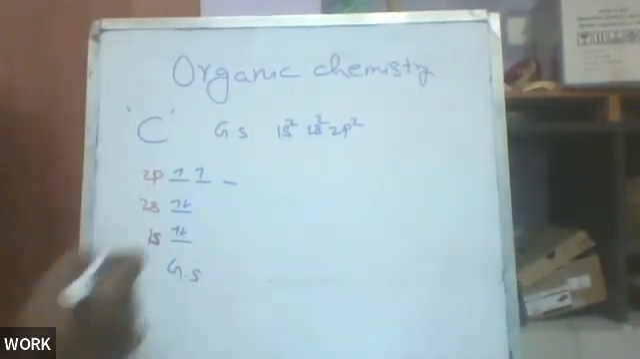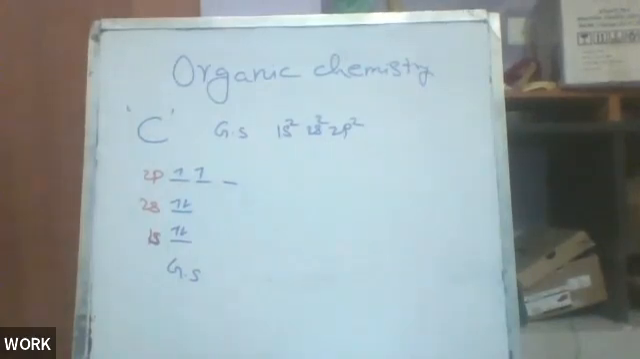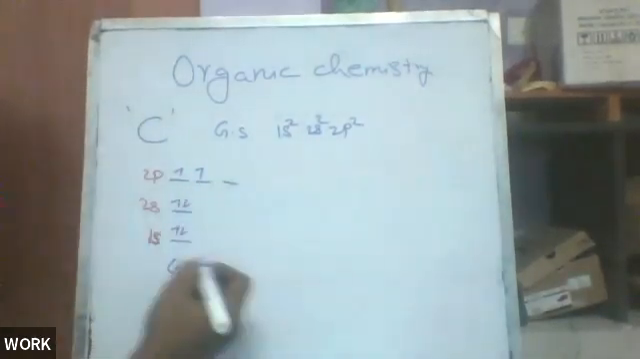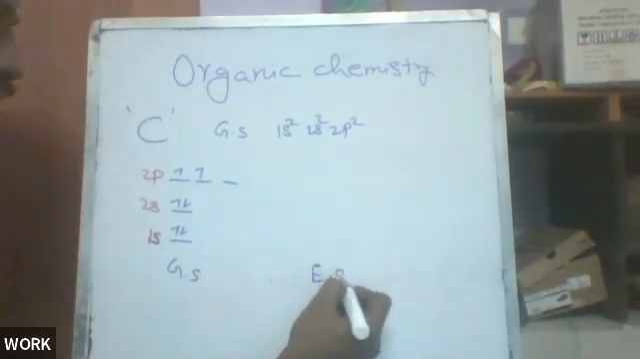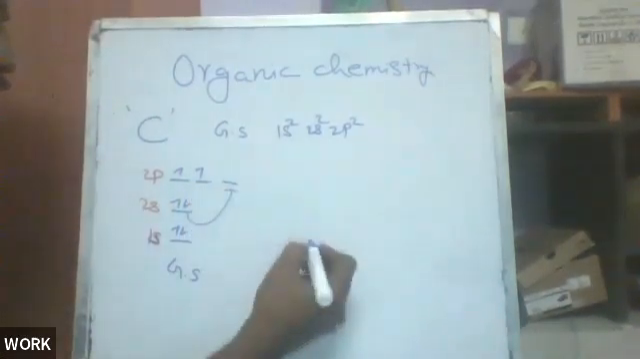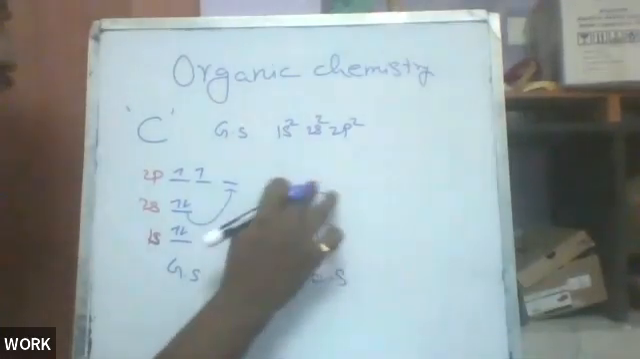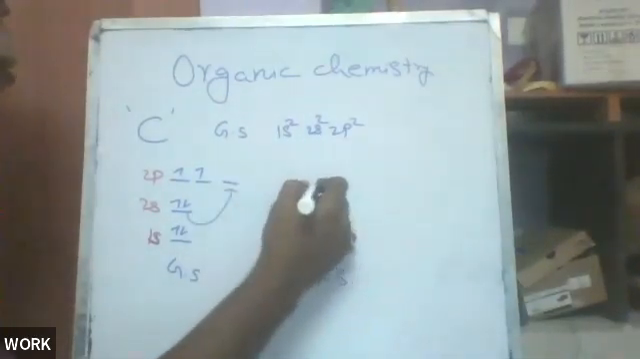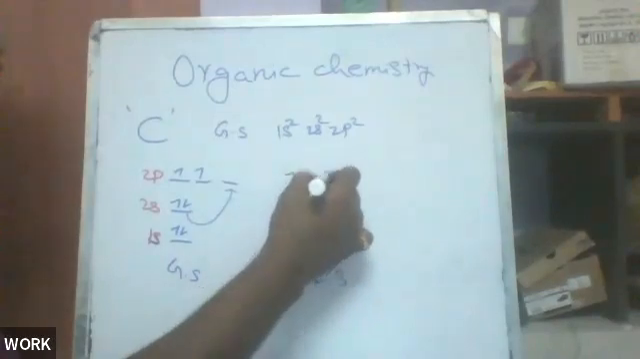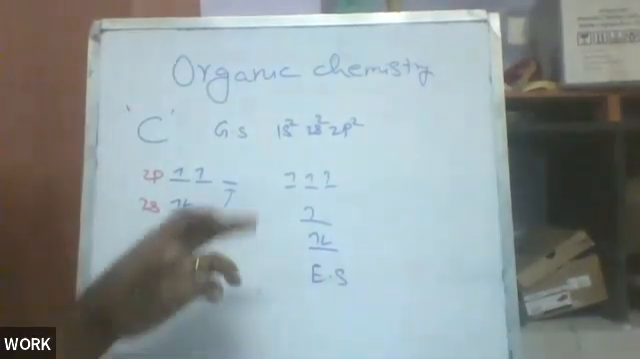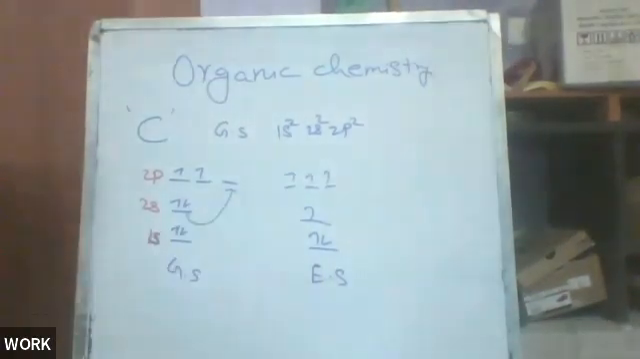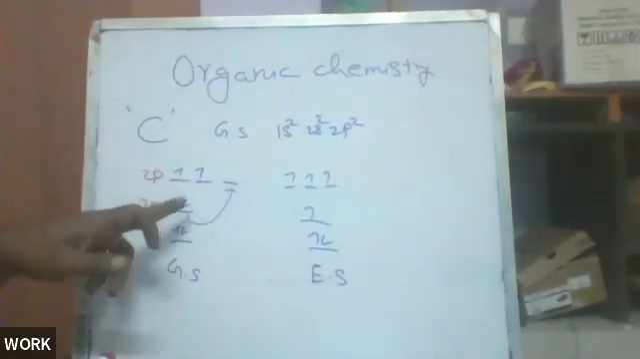So 2px, 2py, 2pz. When it goes to the excited state, one of the electrons gets excited. So you have 1s, 2s, and 2p with 1, 1, 1. Now you have 3 unpaired electrons plus the one in 2s, so it can account for the tetravalence, right?